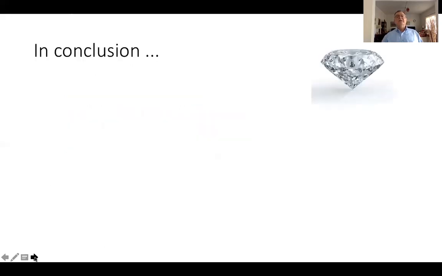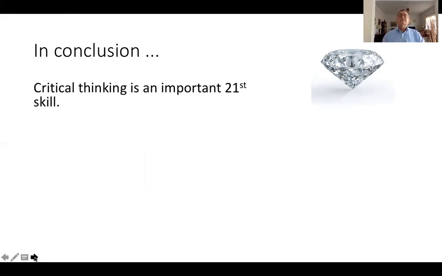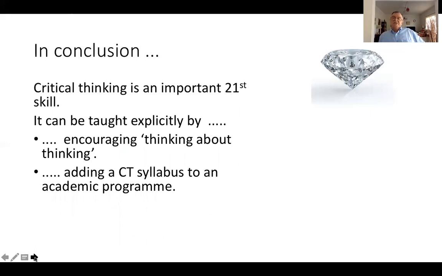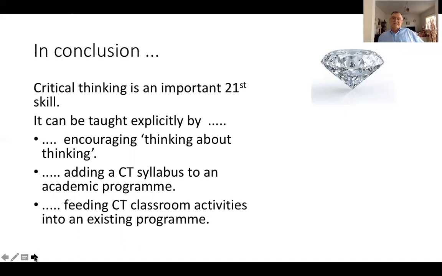Right, okay, so those are the examples of these activities. Let me just conclude. Critical thinking is an important 21st century skill, perhaps one of the most important. It can be taught explicitly in the ways that I've shown, by encouraging thinking about thinking, by adding a syllabus to an academic program, and by feeding classroom activities into an existing program, a much more flexible approach. Or you can do a combination of all of these. So the question is, in an overcrowded program, you need to find space to include critical thinking, I believe, because it's an important skill.